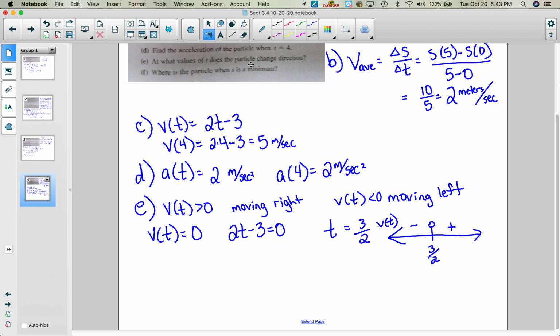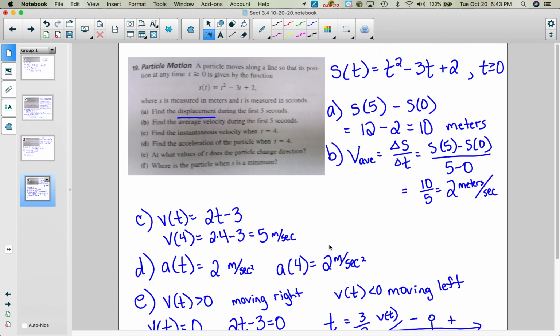So at what value of t does the particle change directions? It changes direction when t equals 3/2 seconds. And part F, where is the particle when S is a minimum?